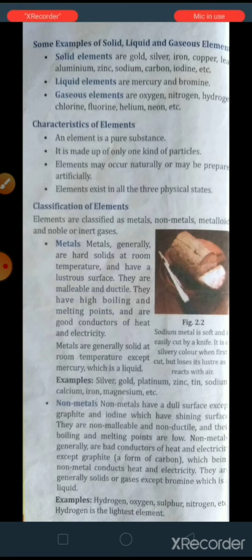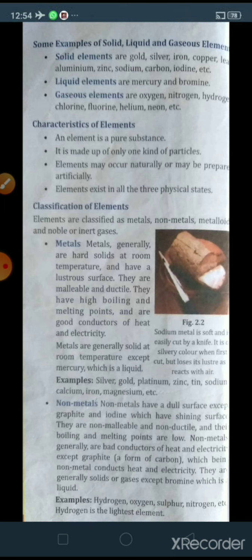Gaseous elements are found in our atmosphere, in air. So some gaseous elements are oxygen, nitrogen, hydrogen, chlorine, fluorine, helium, neon and many more.